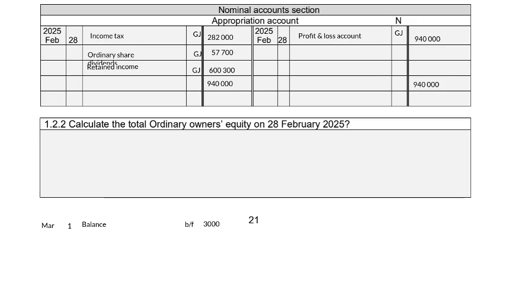(1.2.2) Calculate the total ordinary owner's equity on 28 February 2025. So to calculate the ordinary owner's equity, you take the ordinary share capital at the end of the year plus the retained income at the end of the year. So let's do that.